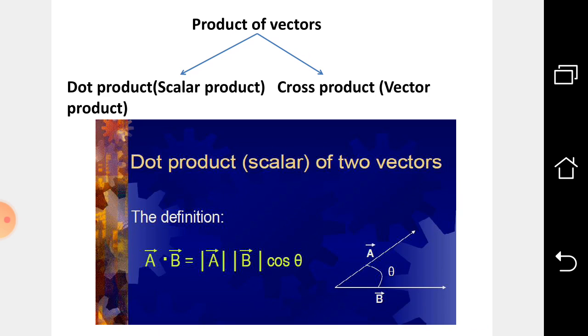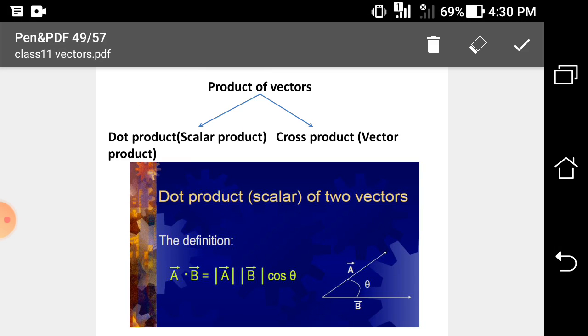There are two types of product. One is known as dot product and the other is known as cross product. Dot product is also known as the scalar product because its answer is only a scalar quantity. As you can see, the dot product between two vectors A and B is equal to the magnitude of A times the magnitude of B times the cos of the angle between them. Theta is the angle between the two vectors A and B.